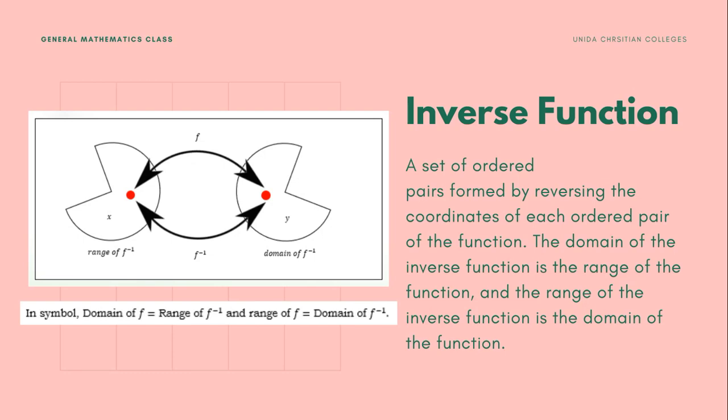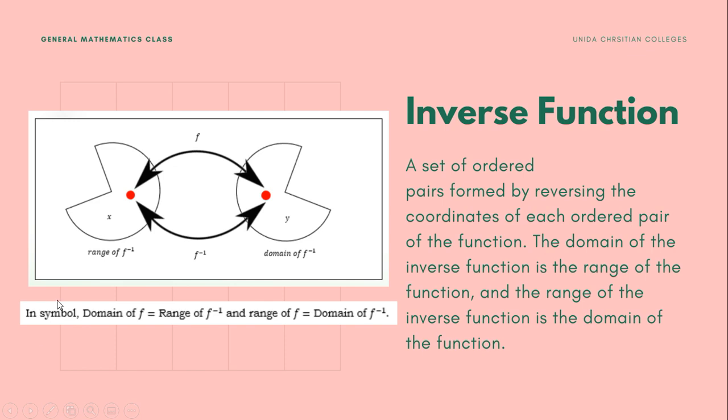So let's start to discuss all about the inverse function. When we say inverse function, it is a set of ordered pairs formed by reversing the coordinates of each ordered pair of the function. So the domain of the inverse function is the range of the function, and the range of the inverse function is the domain of the function.